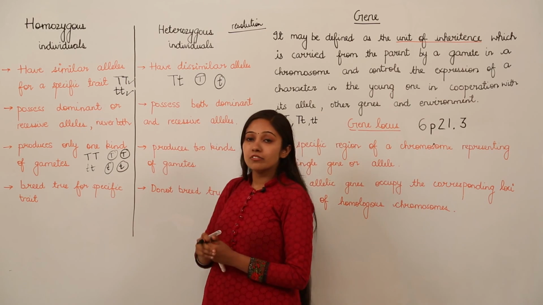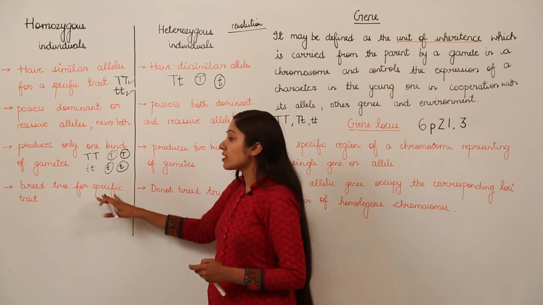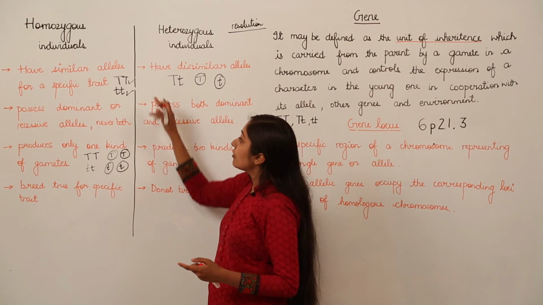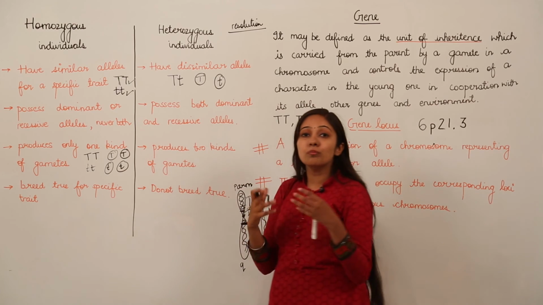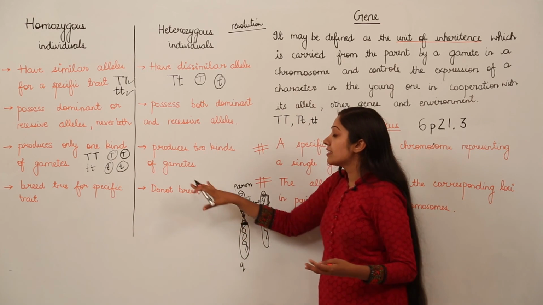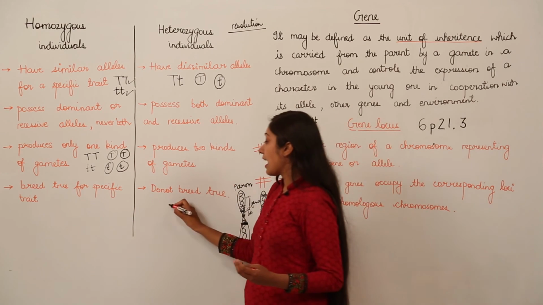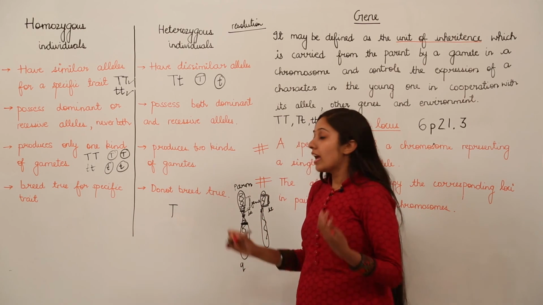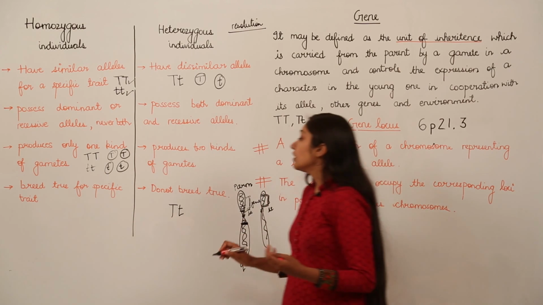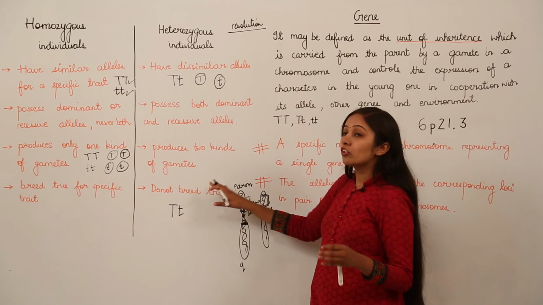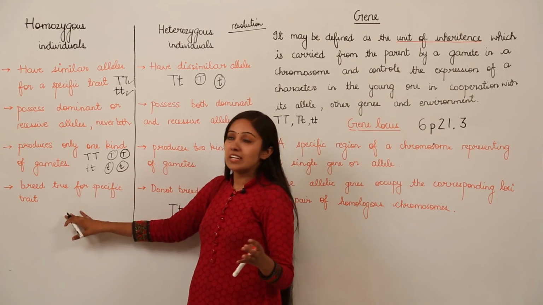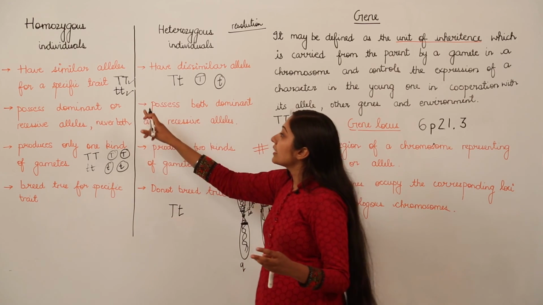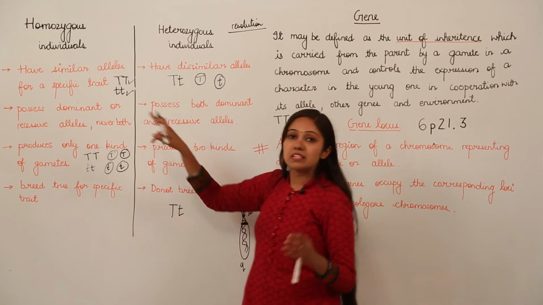In homozygous individuals, they breed true for a specific trait. If we talk about a homozygous individual, they are going to be true breeding. But in this case they do not breed true because they have a dominant and a recessive allele. So they are not true breeding lines, whereas homozygous individuals breed true for specific traits because they contain similar alleles for a specific trait.